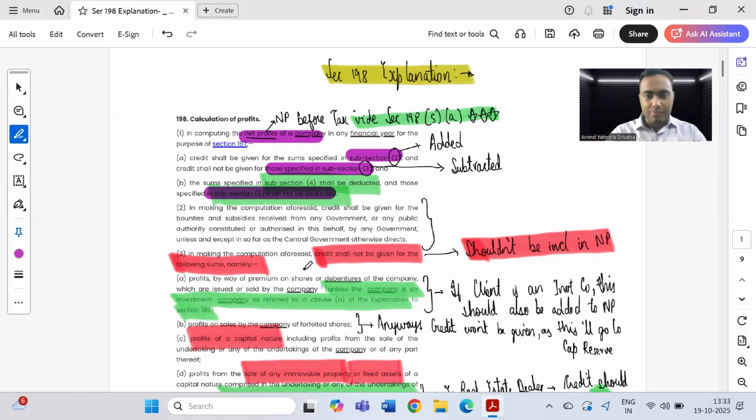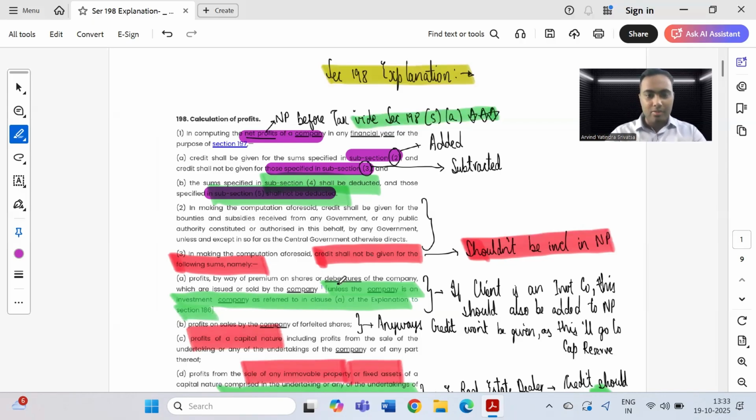In making the computation aforesaid, credit shall not be given for the following sums, namely. So basically, if this item had been taken as an income already in your P&L account, you would have to remove it. That is what it is trying to say. Or if this item had not been taken as an income, you don't need to do anything because it's not even been considered as an income in the first place. I hope that is very clear, guys.